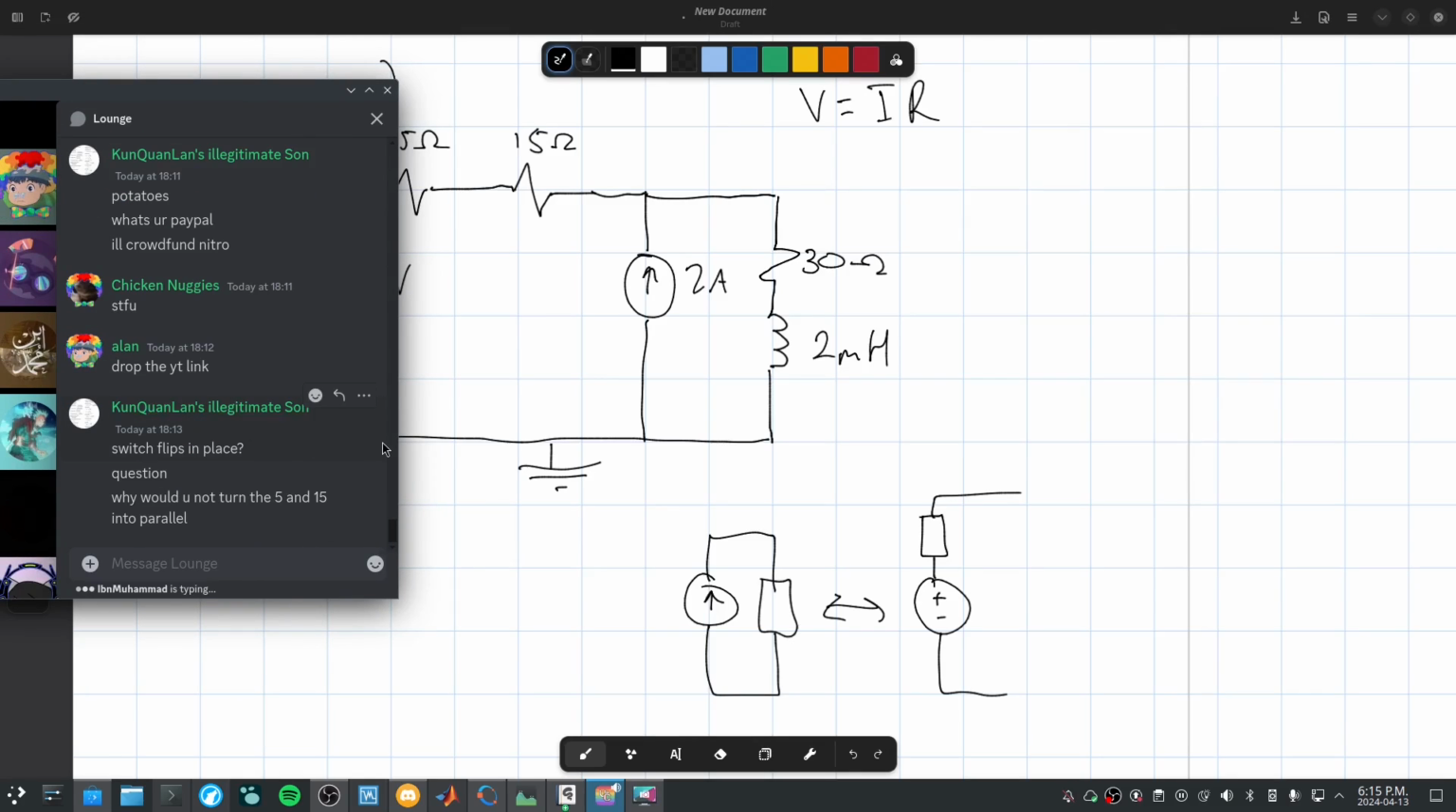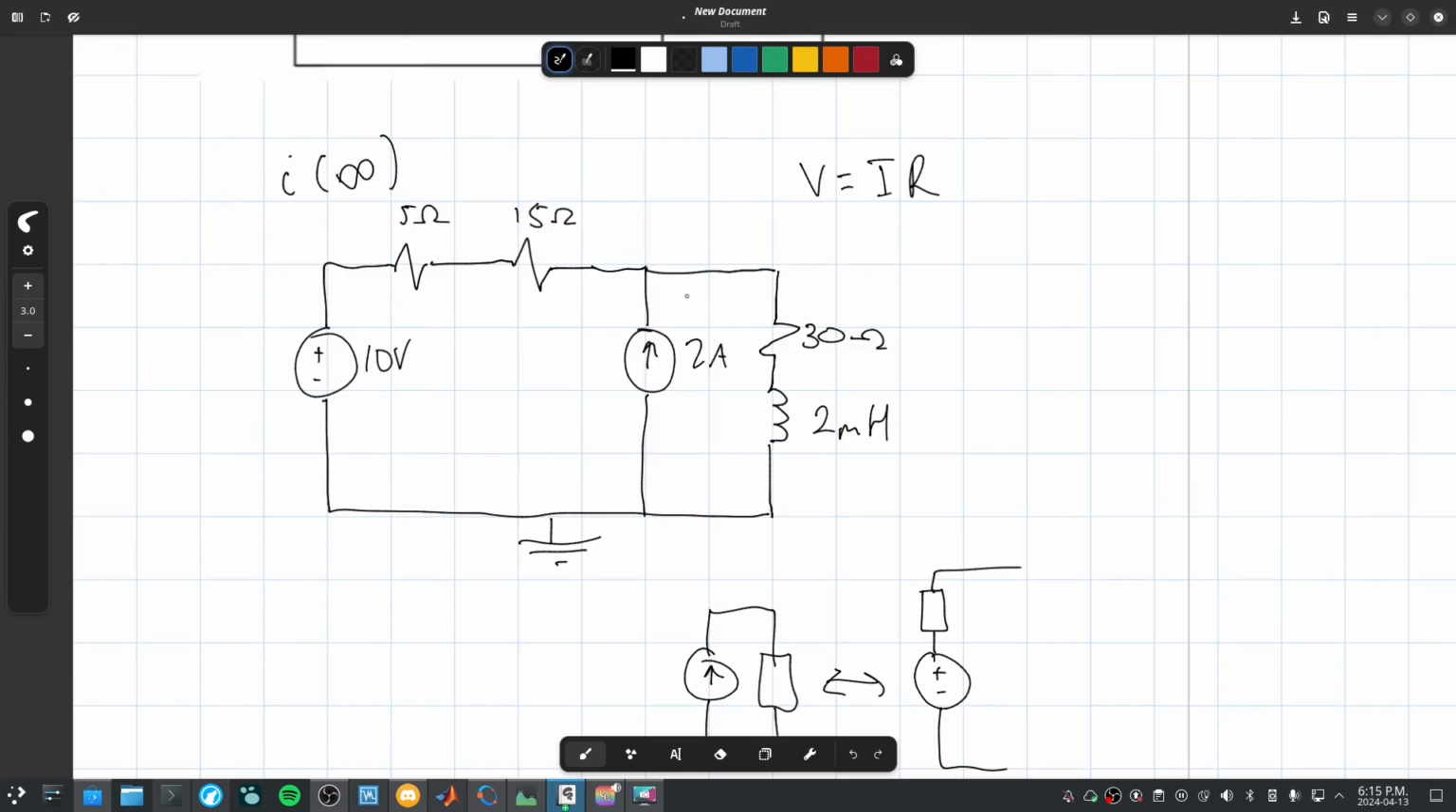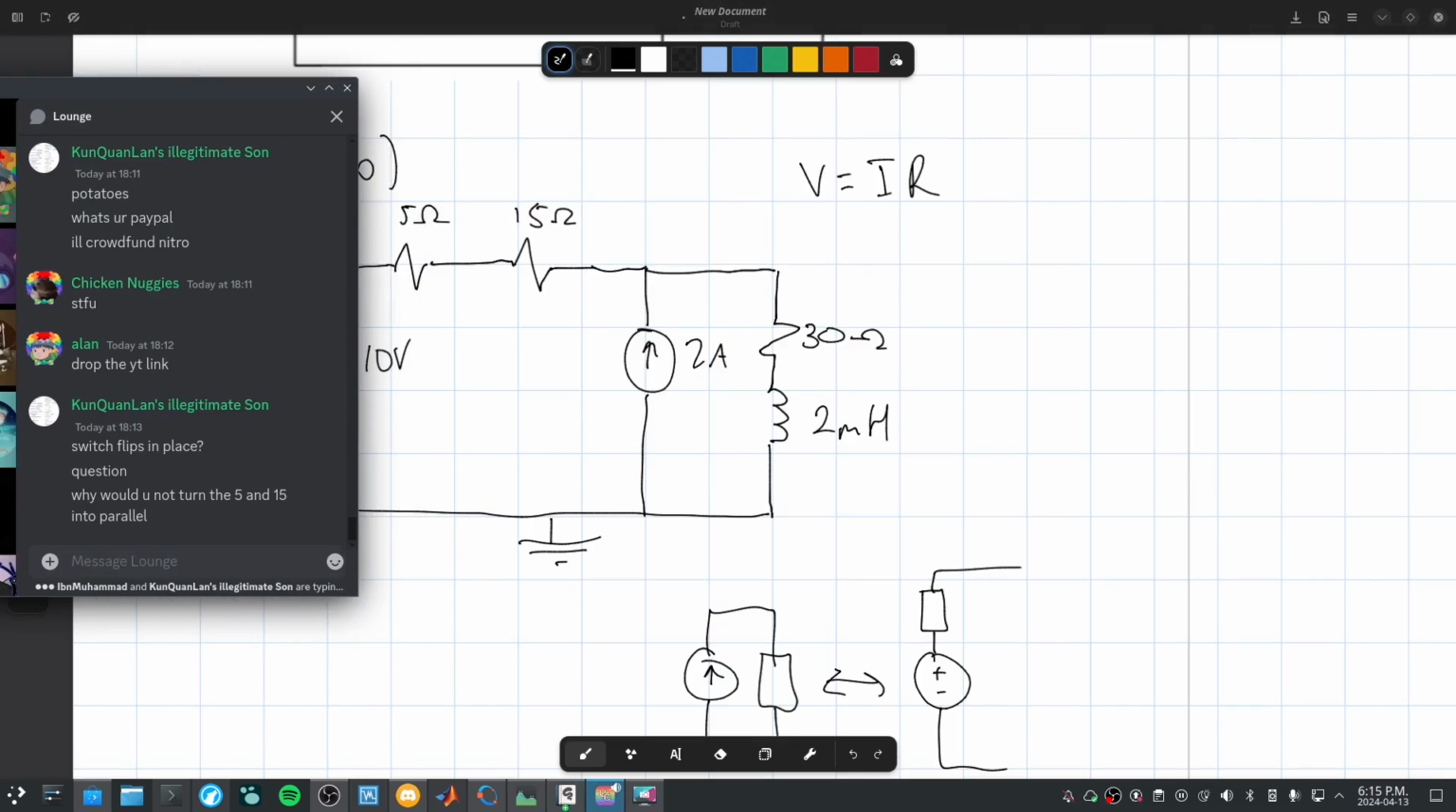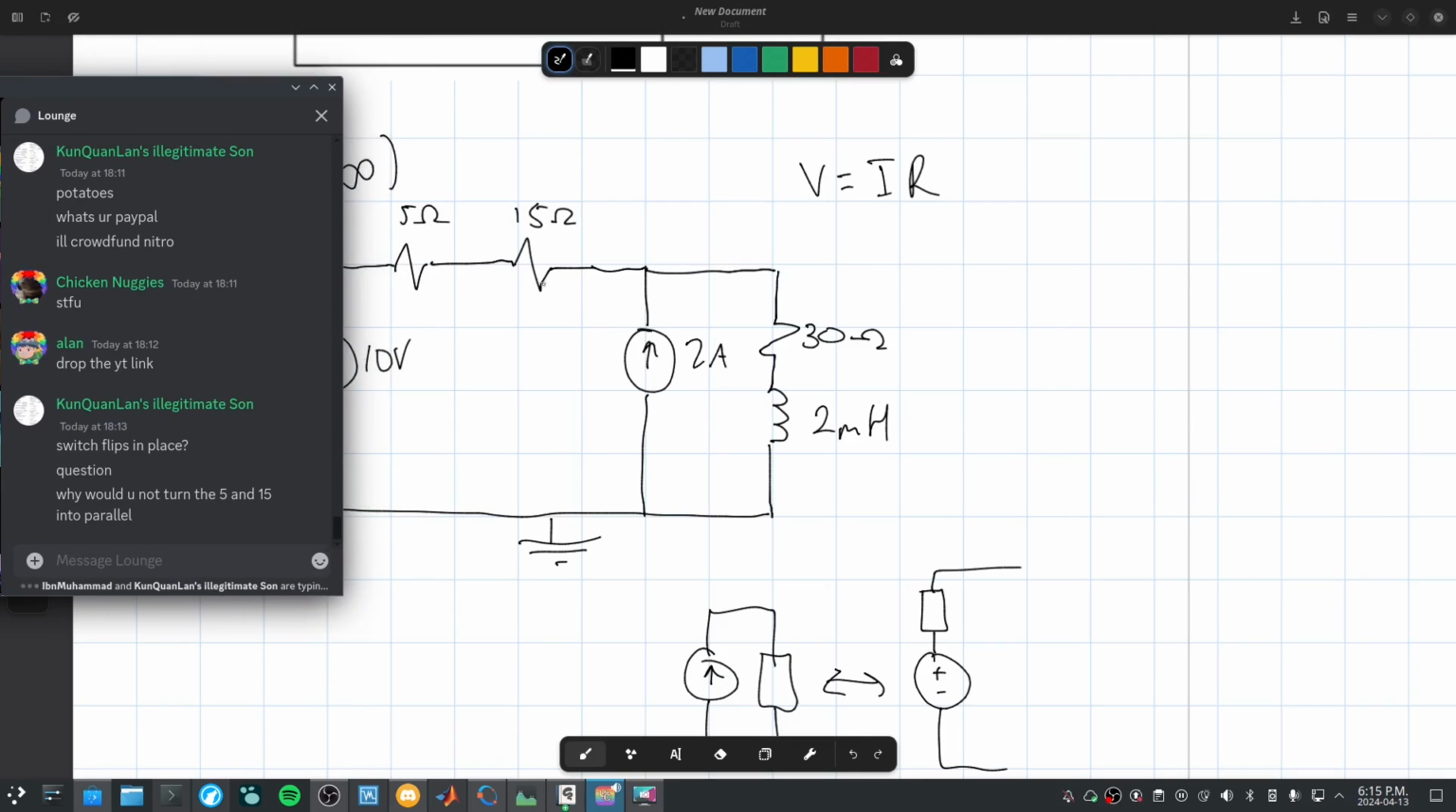Why would you not turn the 5 and 15 into parallel? They're in series. You're asking why don't we combine them?